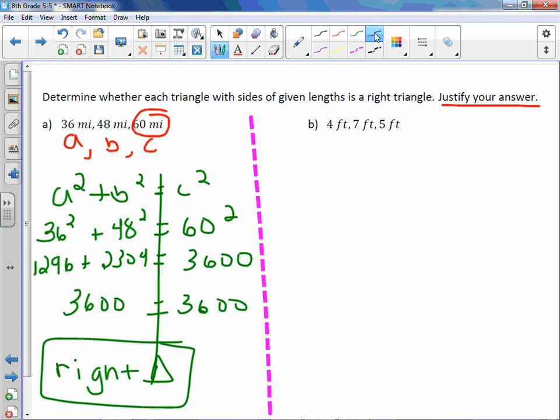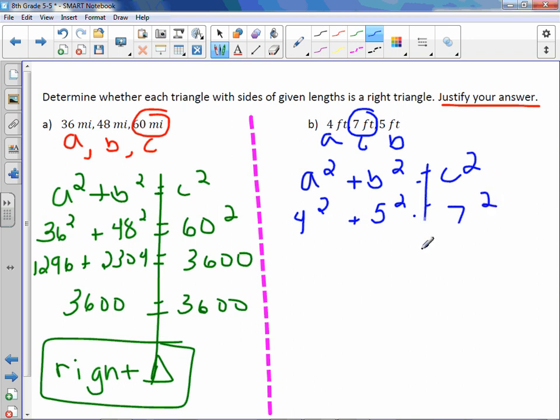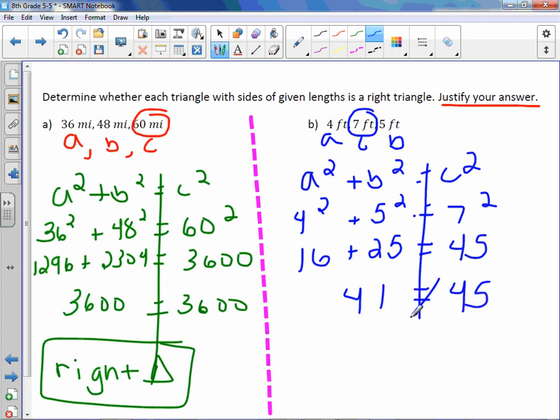Letter B. The longest side is the hypotenuse, and it doesn't matter for the other two. A squared plus B squared equals C squared. 4 squared plus 5 squared equals 7 squared. We have 16 plus 25 equals 49. Well, 16 plus 25 is 41. 41 does not equal 49. Please make sure you put a slash through the equals sign. And this is not a right triangle.